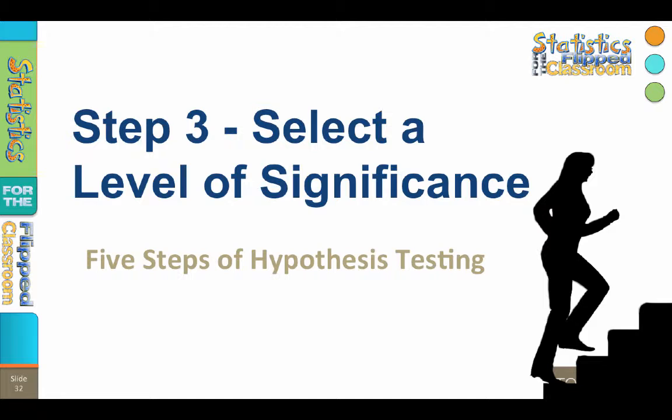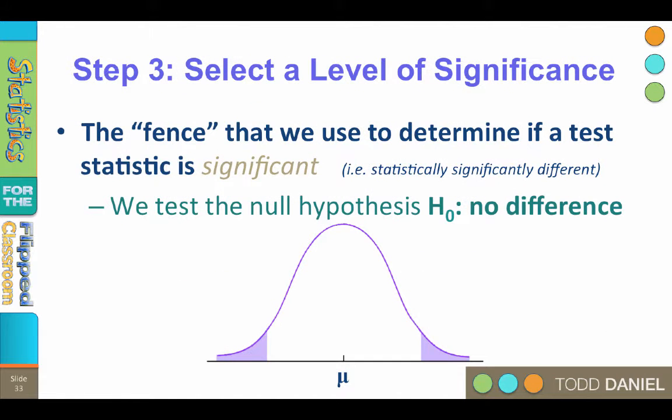Step 3 in the 5 steps of hypothesis testing is to select a level of significance. The level of significance sets a fence that we use to determine if our test statistic is significant, i.e., statistically significantly different. We are doing hypothesis testing. The hypothesis that we test is the null hypothesis. And the null hypothesis states that there is no difference between the sample mean and the population mean.